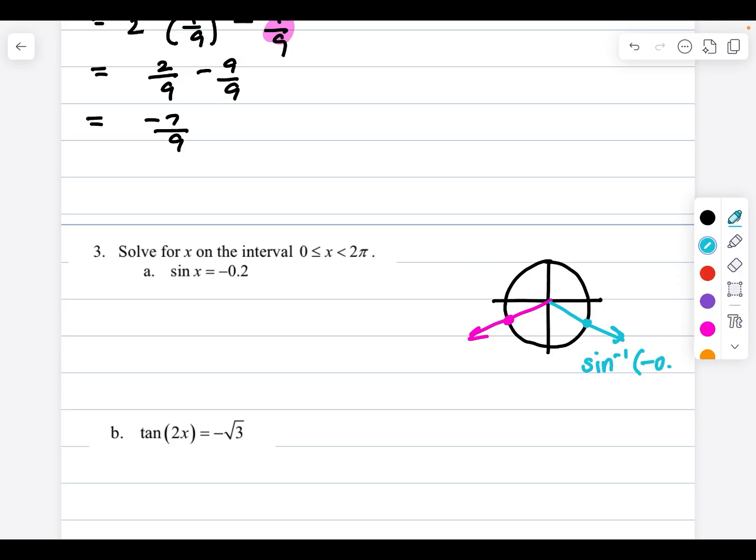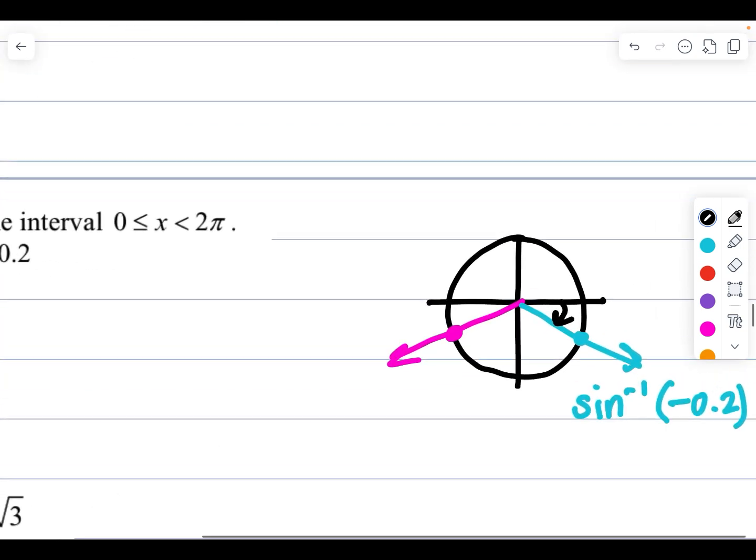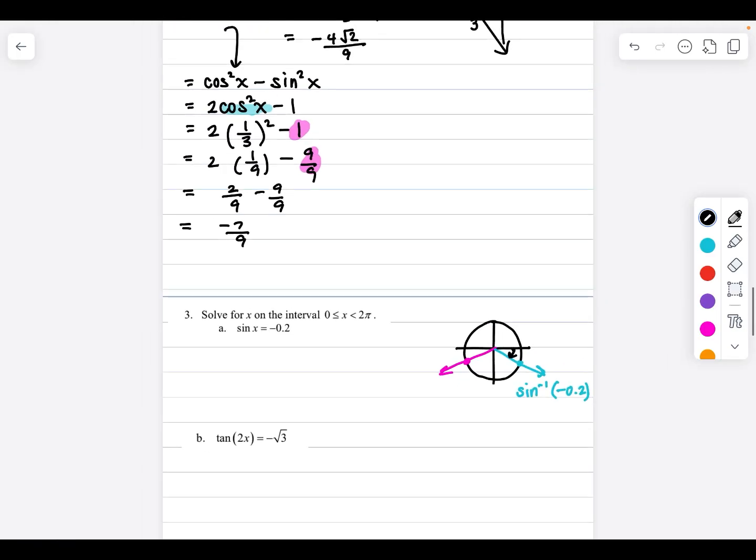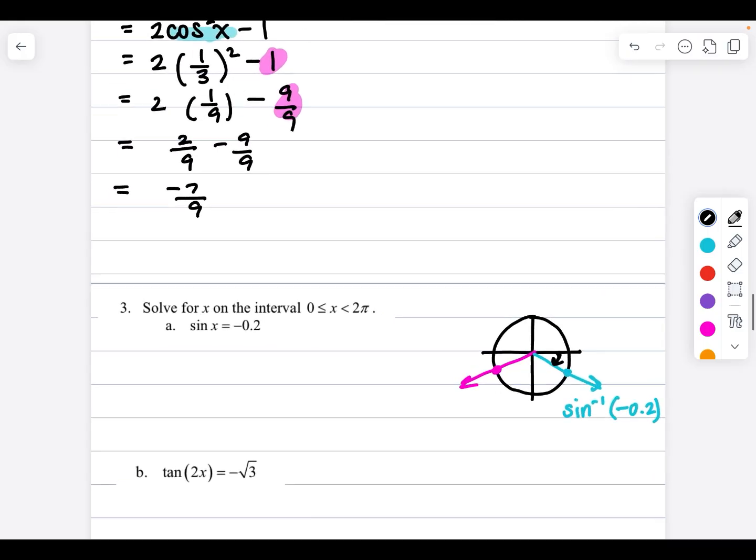of negative 0.2. Now, that would actually be the angle in the fourth quadrant. But it would have to be in between negative pi over 2 and 0. See, it's right here. From 0, we're going clockwise. That angle is a negative value because the outputs of arc sine have to be between negative pi over 2 and positive pi over 2. So that means in order to put this angle in between 0 and 2 pi, I have to go all the way around. I have to add 2 pi to it.